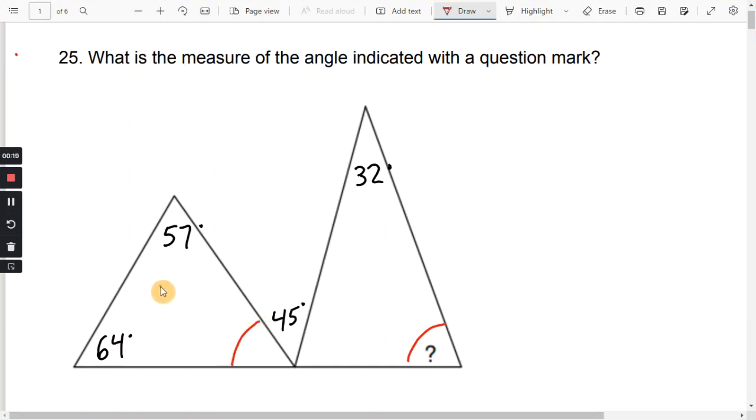The angles inside of a triangle add up to 180. So for this one here, we're just going to do 180 minus the sum of these two angles, 64 plus 57. So this right here is going to be 121, and 180 minus 121 is 59.